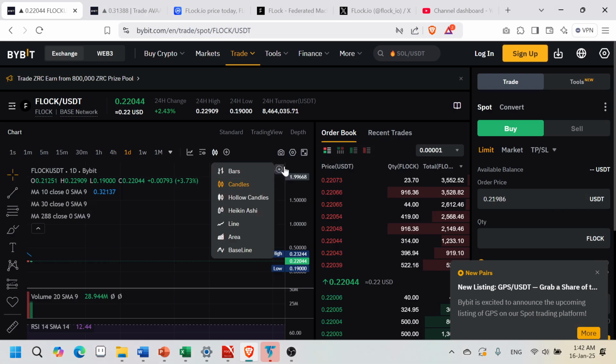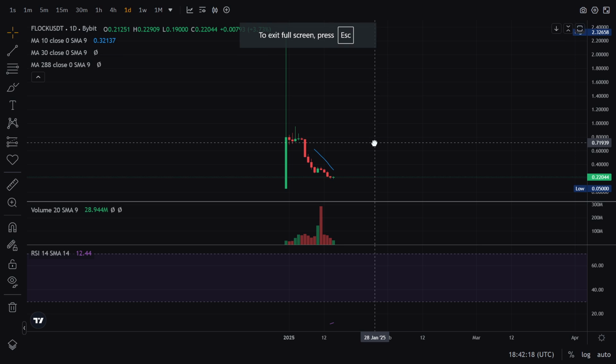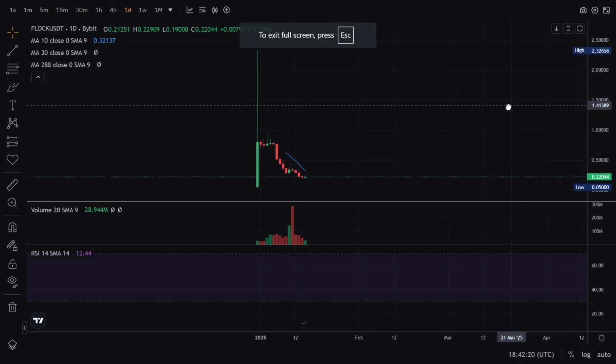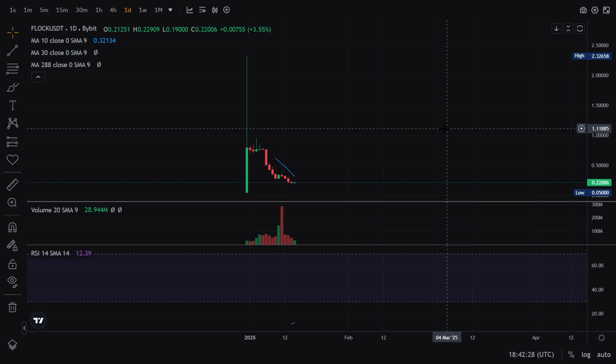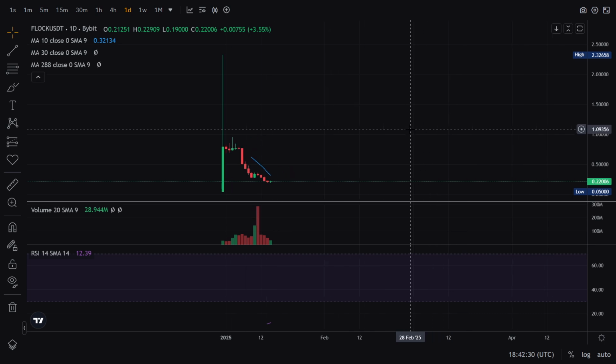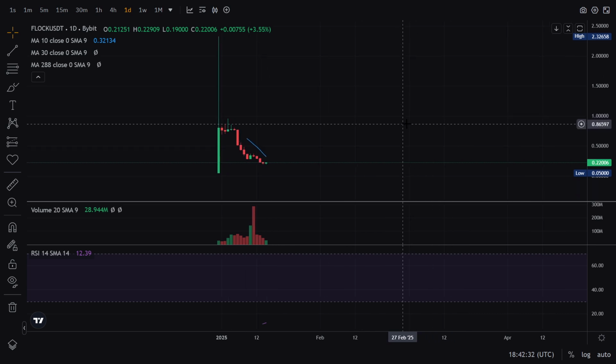Alright guys, today I'm going to share with you this one secret that I think a lot of people don't really know, but you should really know, and that is how to trade on leverage, and I mean on leverage at least 10x. And I'm going to do this with Flock as an example.